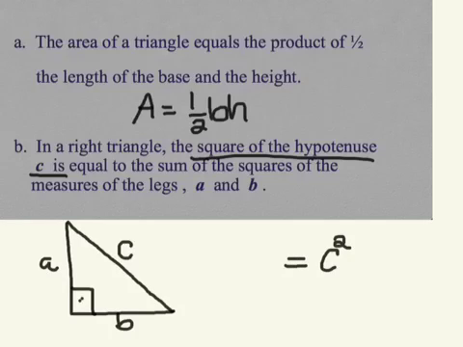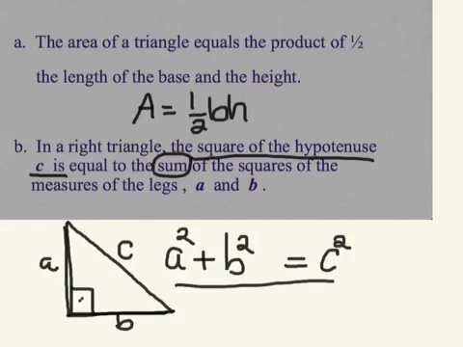What is it equal to? It's equal to the sum. We know what that word means: add. The sum of the squares of the measures of the legs, and that's A and B. By the way, these two other sides are referred to as legs. All right, so we've got A squared plus B squared because it's the sum of the squares. And voila, we have the Pythagorean theorem.